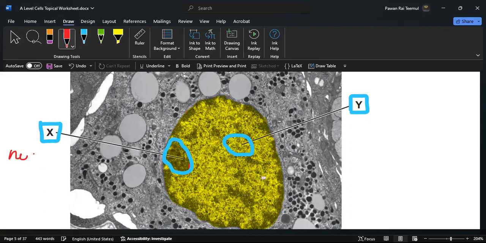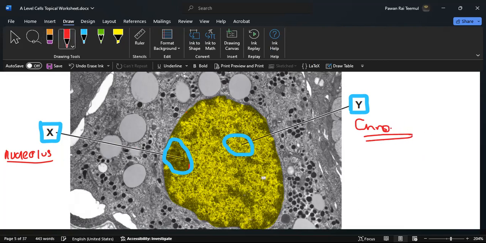So this structure X is just the nucleoplasm. No, it's not nucleoplasm. What's the word? Nucleolus. Yeah, that was a blackout. It's nucleolus. And this structure Y is quite ambiguous here, but I'd perhaps say it's chromatin. Well, even the nucleolus is just a more dense area of chromatin fibers. Chromatin, there you go.